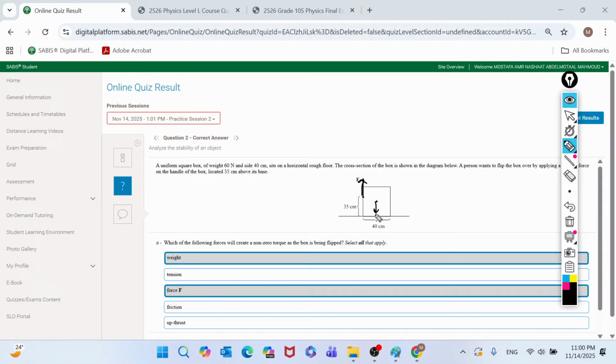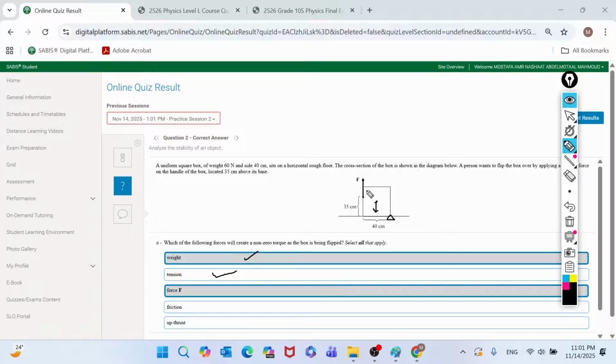But it's not going to rotate here. If it's being pulled up like this, it's going to rotate like that, and it's going to rotate along this point, right here, the bottom corner of the box. So this is the pivot. It's pivoting along this point. Now that you know that, you'll understand it better. The weight, yes, because it's going to push it down like this, and that has a moment.